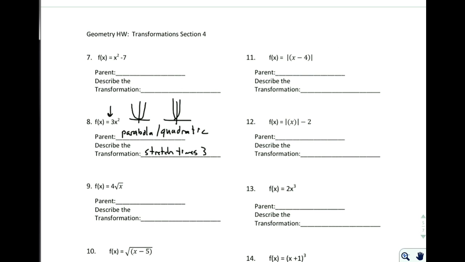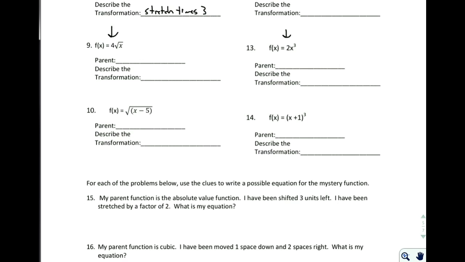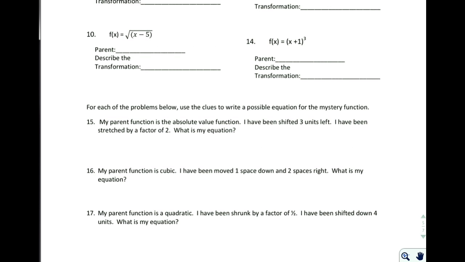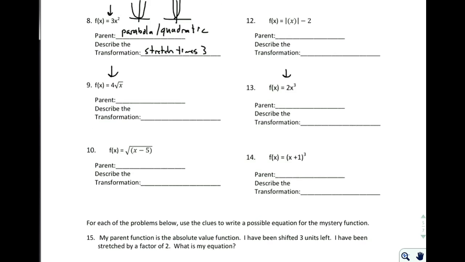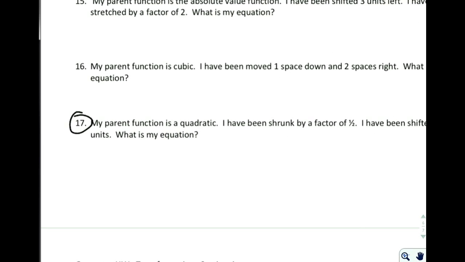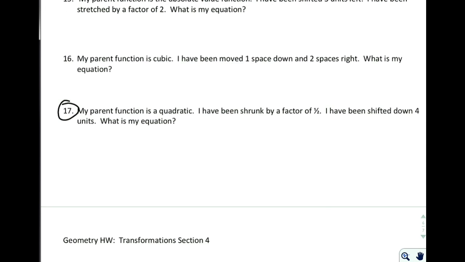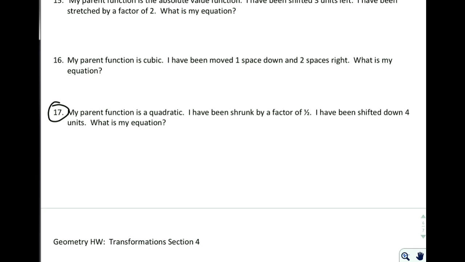Now that stretching rule, you'll see that pop up in number 13 and number 9, a few others. We're going to scroll down to the bottom, and we are told on number 17, my parent function is quadratic. I have been shrunk by a factor of 1/2. I have been shifted down 4 units. What is my equation? So we're told what the transformation is. We need to work back to an equation.